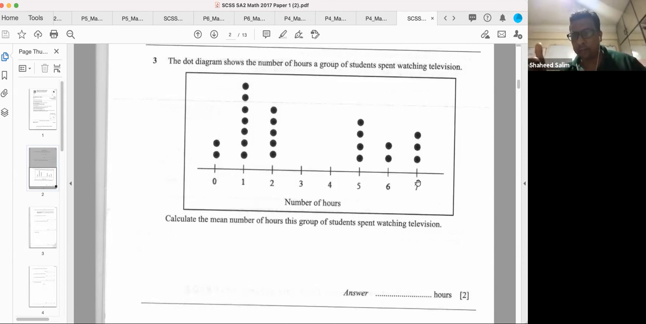You get it? So how to calculate the mean? You must find the total number of hours watched divided by the number of people. That is the mean. Can you find the total number of hours? We go one by one. Okay, we do together. You tell me now.